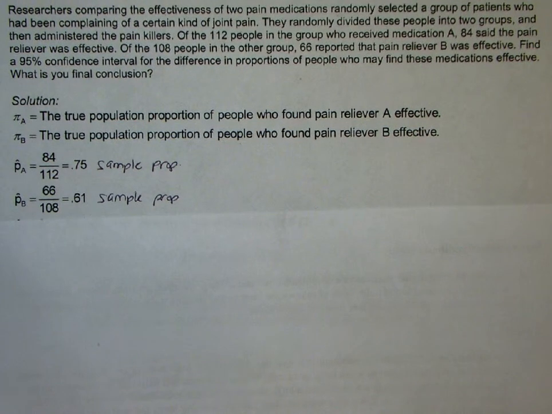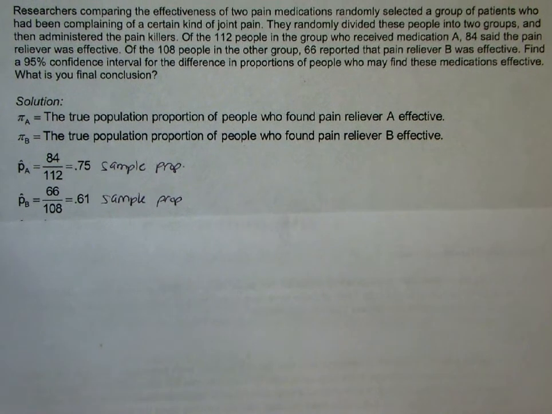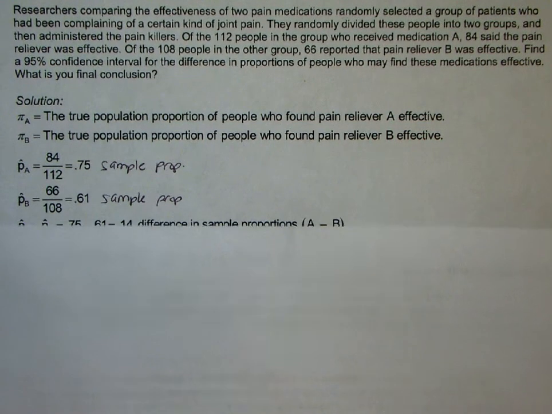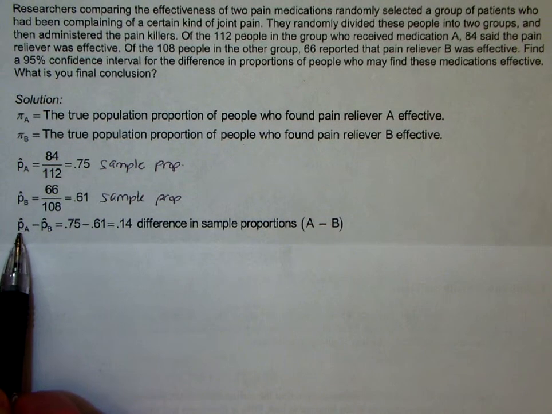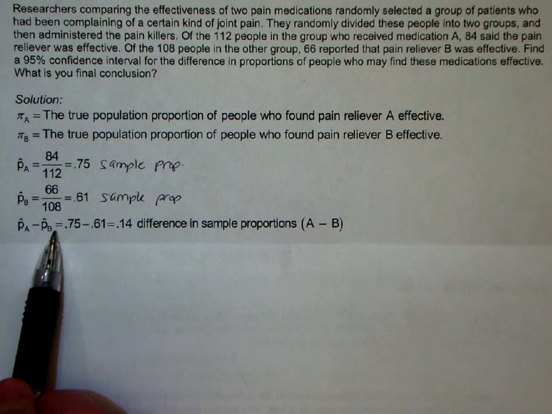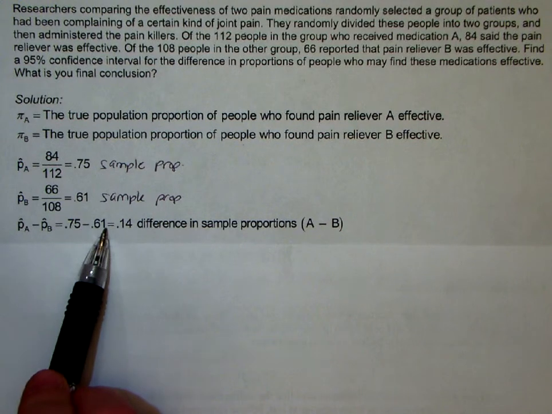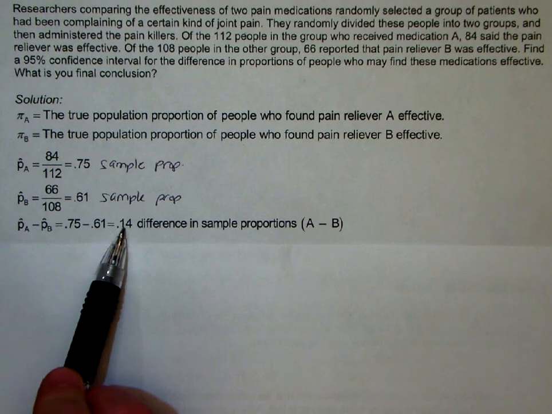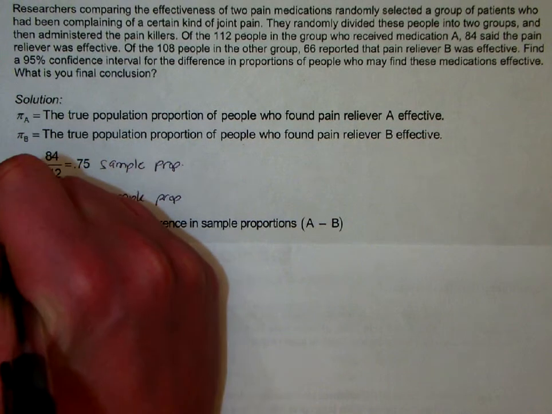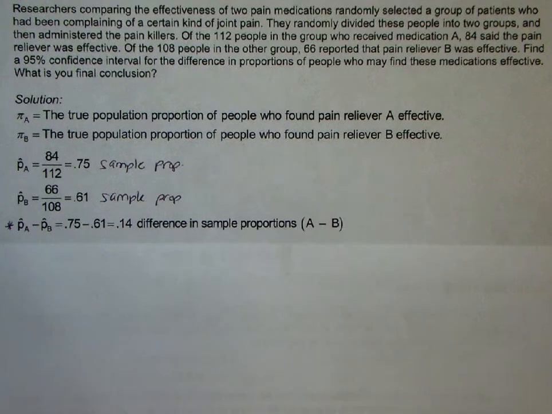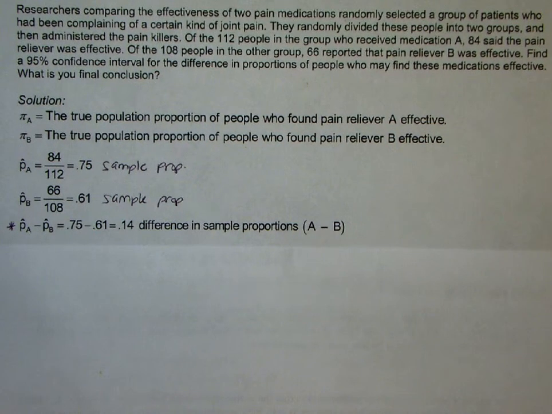Now there's going to be a new variable showing up, and it's going to happen whenever you have two samples that you're trying to compare to each other, because everything's going to be about the differences. So you're going to notice I've got p hat A minus p hat B, and I'm taking 0.75 minus 0.61, and this is 0.14. This is the difference in the sample proportions. This is extremely important, that difference. That's what's going to show up as we proceed with the problem.